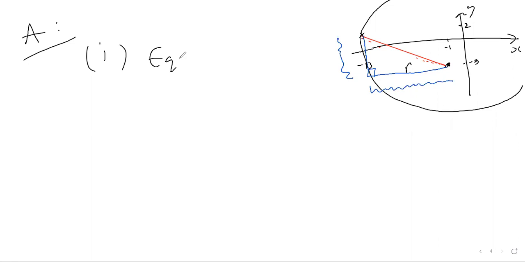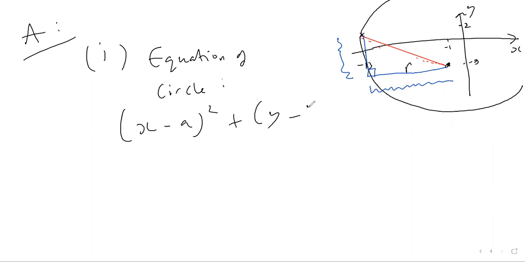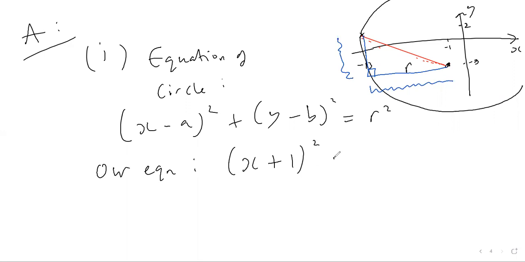So the equation of a circle is in the form (x - a) squared plus (y - b) squared equals r squared. Now we know the center. The center is (-1, -3). So our equation is going to be x minus -1. So the a value in this case would be -1. So (x + 1) squared plus (y + 3) all squared equals this radius squared.